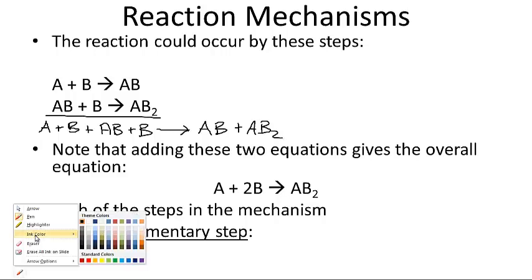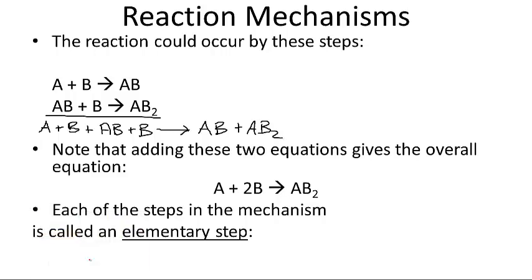I can put together the B's and make that 2B. And then I have AB on both sides of the equation. Well, what can I do when something's on both sides of an equation? Cross it off, get rid of it. So a reaction mechanism, if you add the steps together, they should add up to the overall reaction, which they do in this case. Okay.